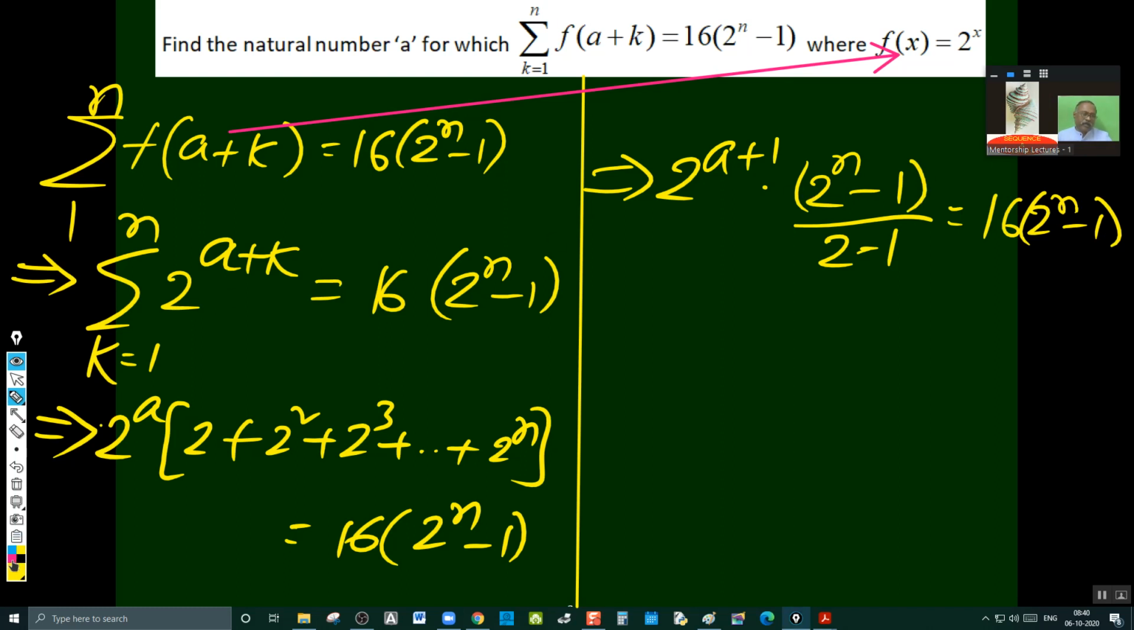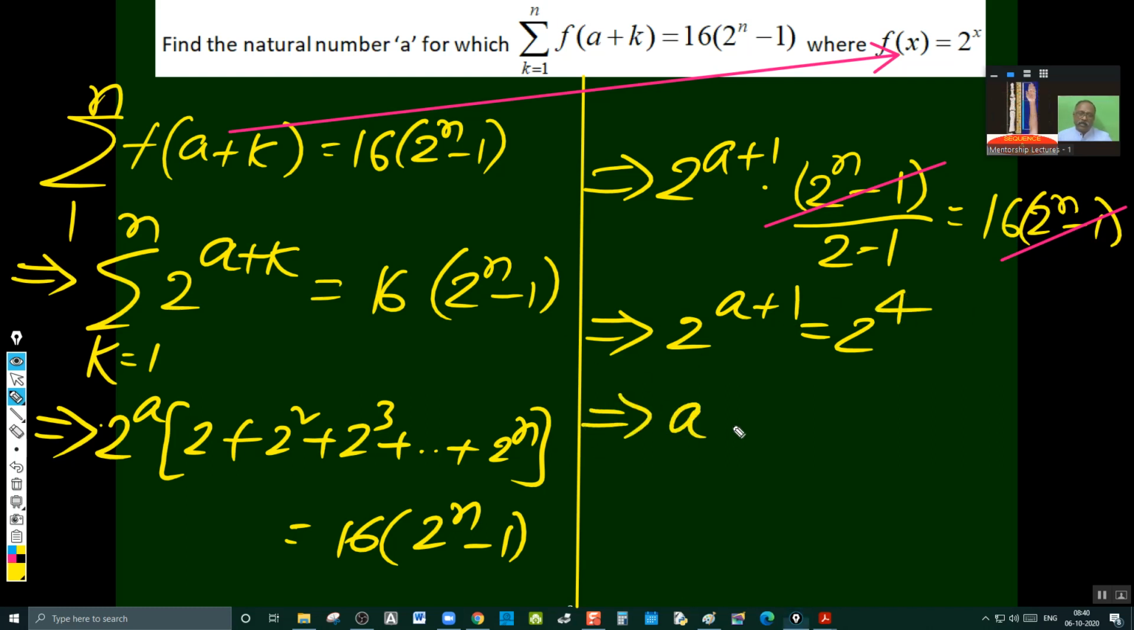So what should be the value of a? That's what the question is. These two are getting cancelled. Then what should be the value of a? It is 2 power a plus 1 is equal to 2 power 4. Implies a plus 1 is equal to 4, a is equal to 3. That's it. Clear?